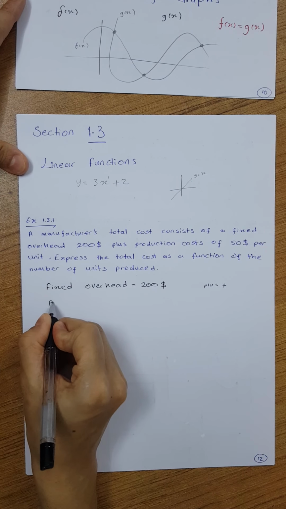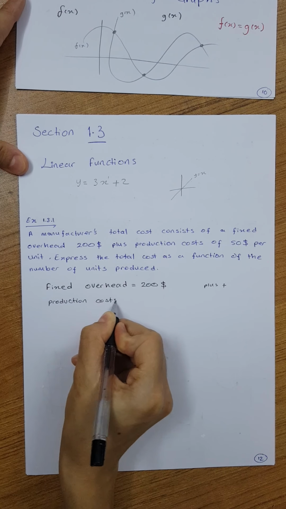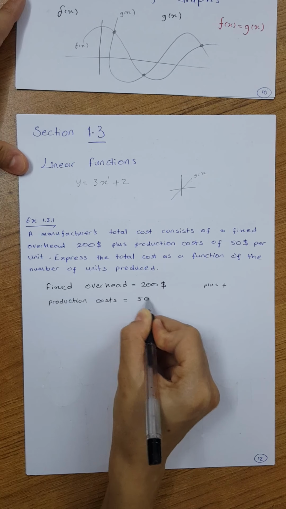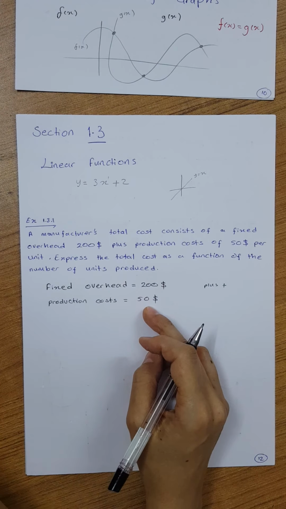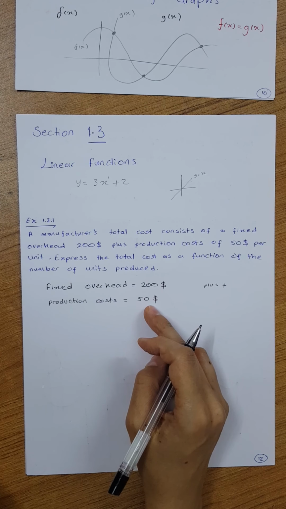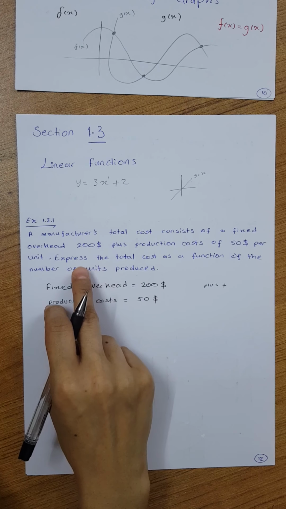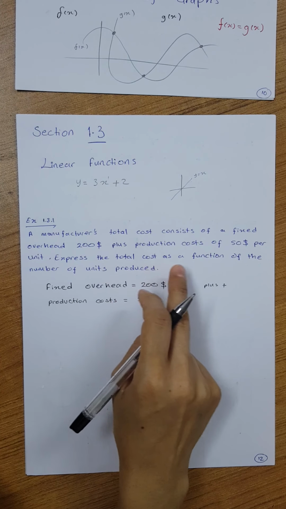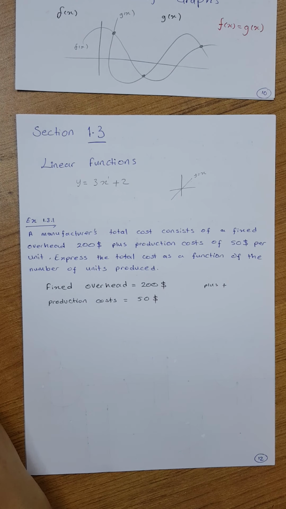So what are production costs? Production costs is equal to $50. So the cost for each unit is $50. Okay, what is required from us? It says express the total cost as a function of the number of units produced. So we have to find a function that is calculating the cost of the units that are produced.